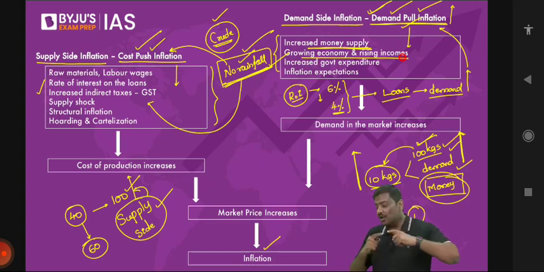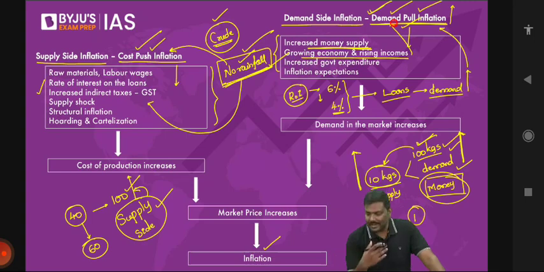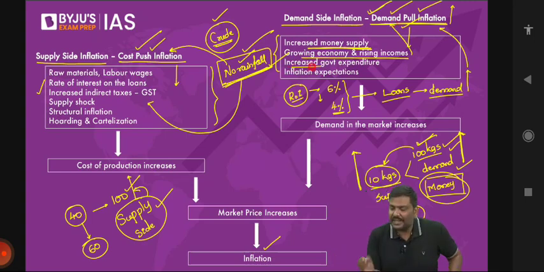People will have more and more salaries now. And when people earn more income, what will happen to demand? Demand automatically will increase in the market. Third one, increased government expenditure. Let me give a very simple example.